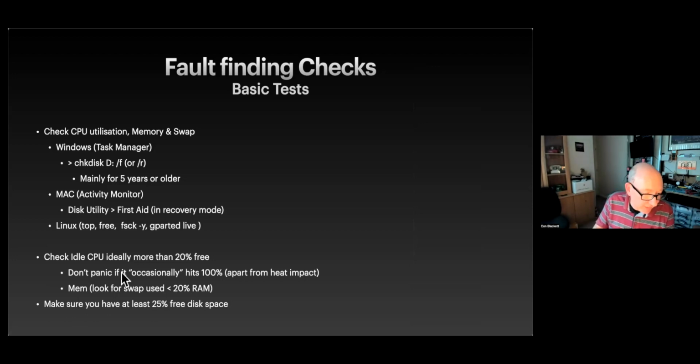And again, ideally you've got more than 20% CPU free, but don't panic if it occasionally hits 100% CPU, apart from the fact it generates a bit of heat for that poor old Alien. It's not the end of the world if you're just hitting peaks of 100% and then dropping down again. It's only when you get sustained levels of 100% that it's bad. Similar with memory, look for swap used and make sure you've got at least 20% free. And again, as I mentioned earlier, make sure you've got at least 25% of your disk space free, so that if it does start to swap out and you're needing to do other things, that doesn't have an impact as well.